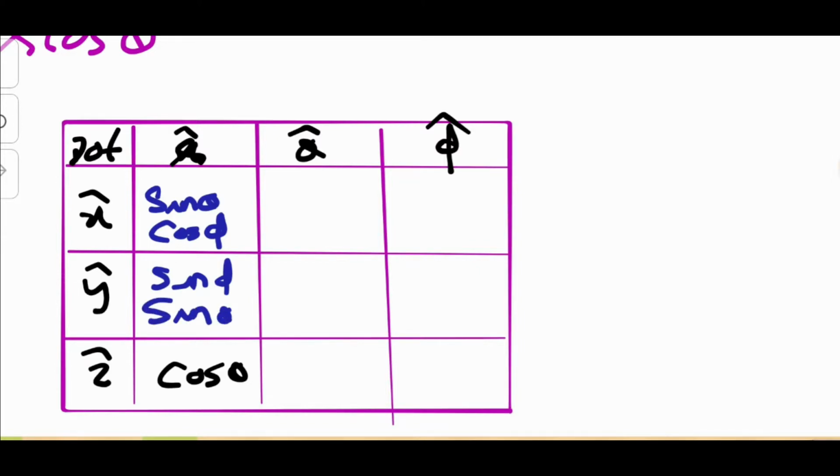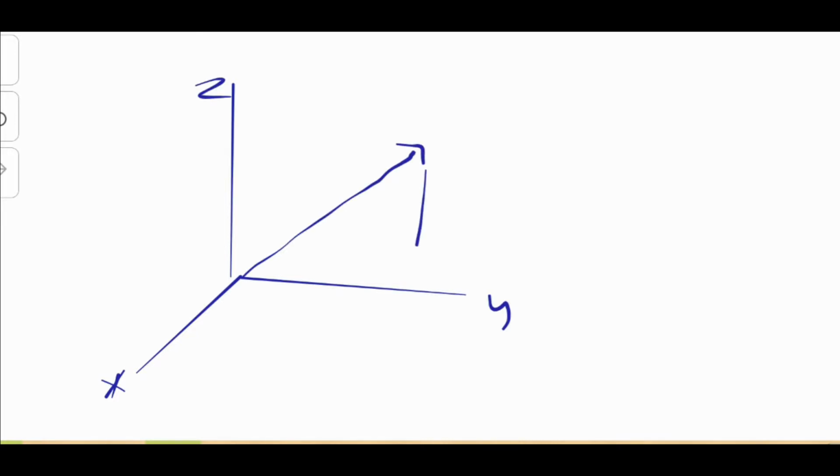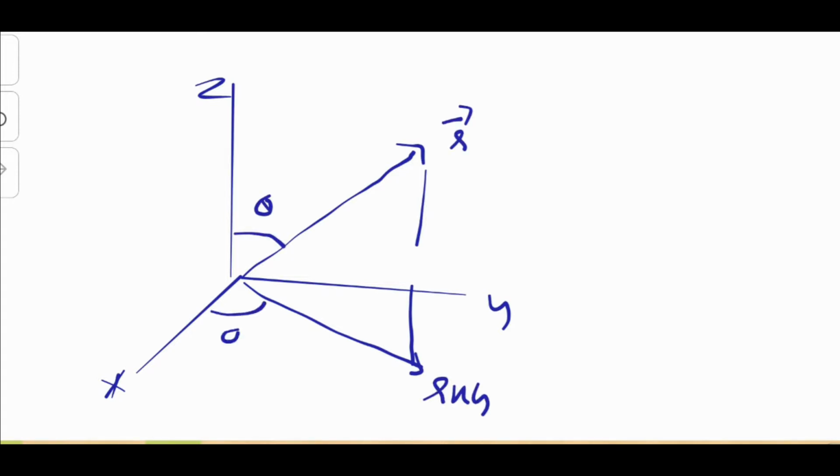Okay, now let's look at the theta cap direction and x cap dot theta cap and all those things. Let's take the right-handed coordinate system x, y, z. We have the vector r and its image on the xy plane, r_xy. We know theta from the z axis and phi from the x axis. Sine theta appears twice, and we know the components.